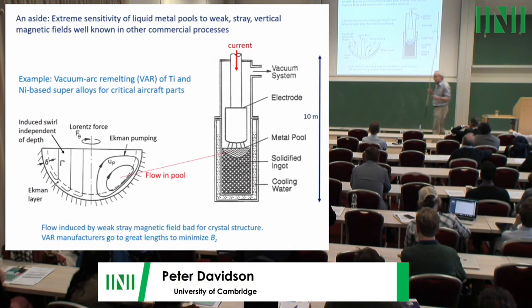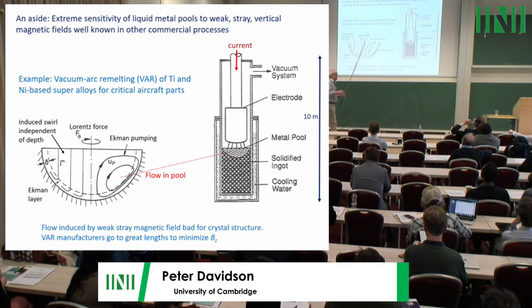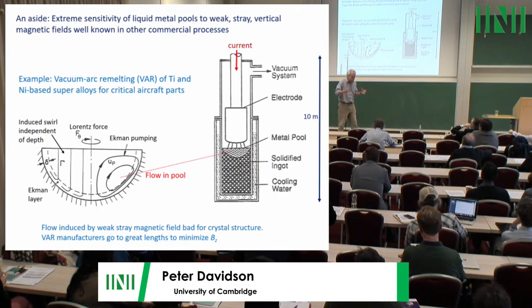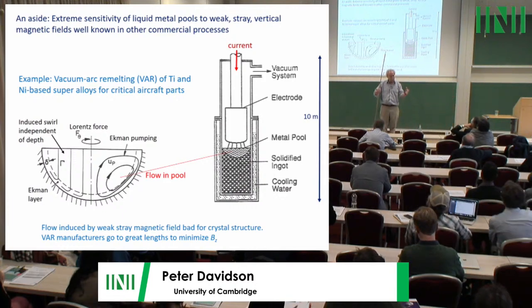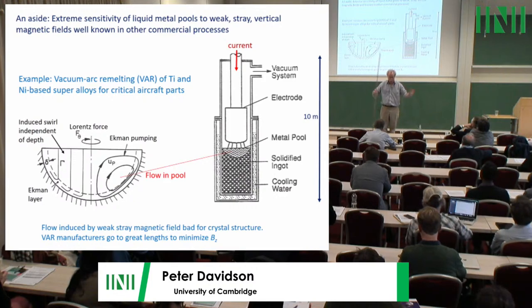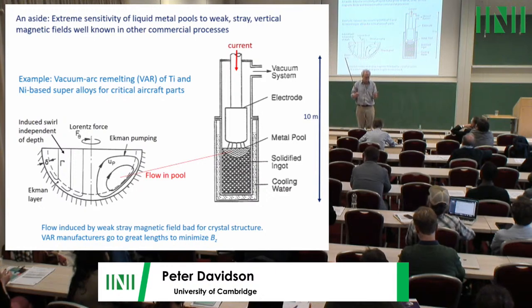The case where it's probably most famous is in a process called vacuum arc remelting. Most critical components in an aircraft are made from titanium or nickel-based superalloys. And when you first cast it, they're so hot, it just eats up everything you cast it in. It gobbles up the ceramic material. So the first thing that you get is just full of crud. And Rolls-Royce don't like making their turbine blades out of stuff that's full of crud.